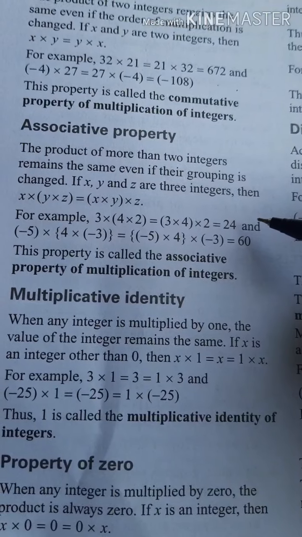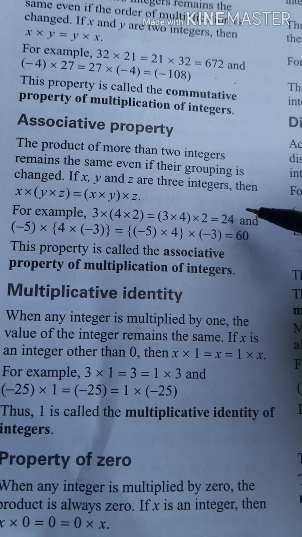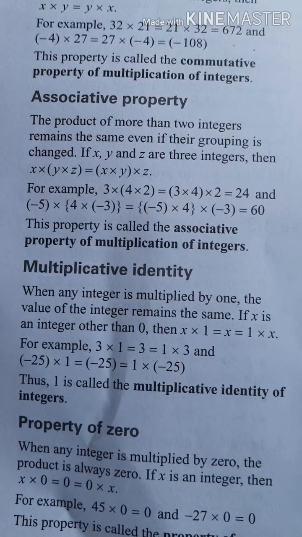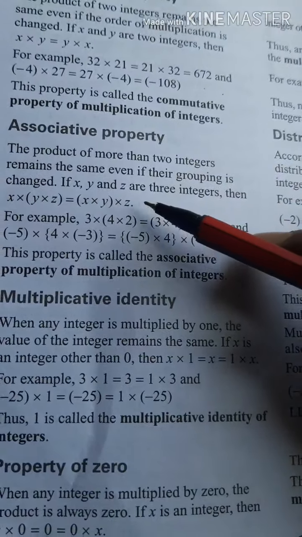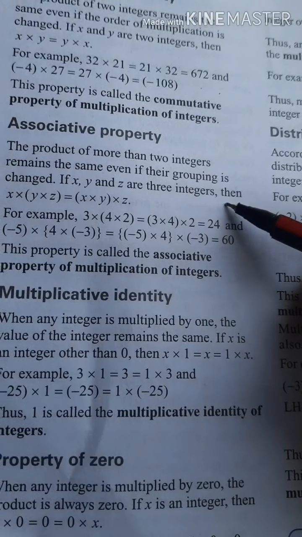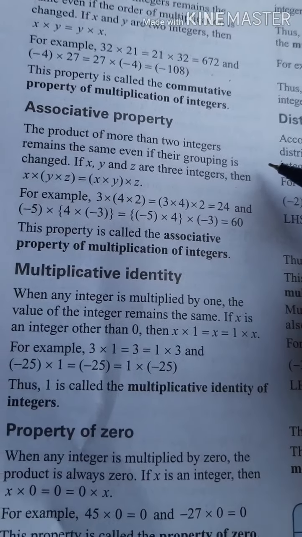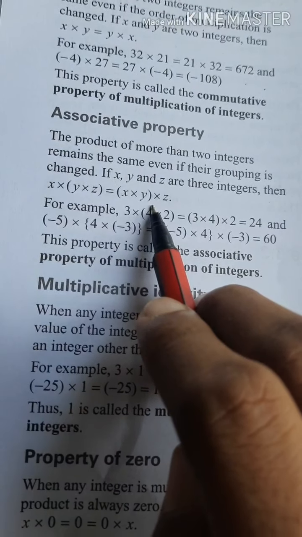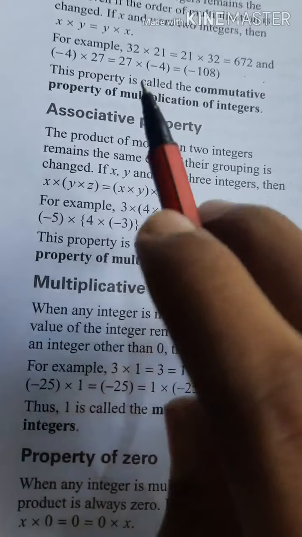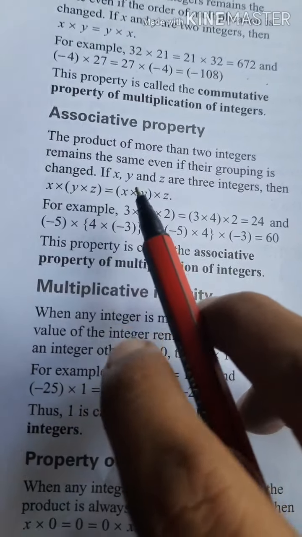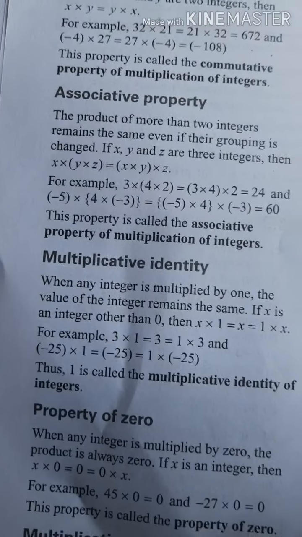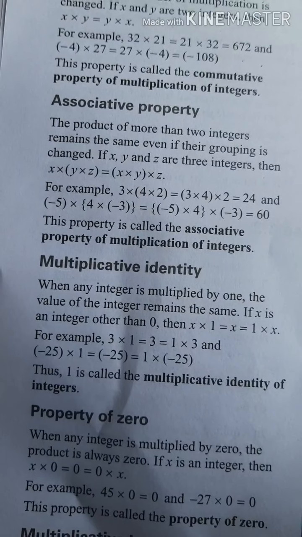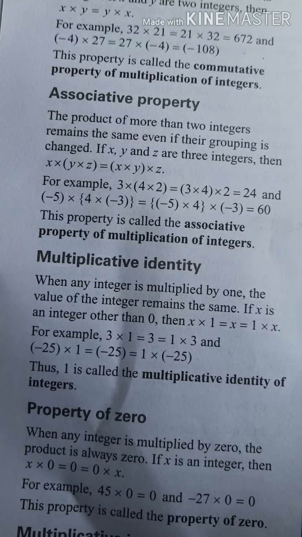Now is the associative property. Associative property means there will be more than two integers. So here I am taking x and y and z, 3 integers. For addition it is a plus symbol, for multiplication it is the into symbol. That is a difference. It's not so difficult, it is very easy. Once you understand and you know the trick, then this chapter is very easy.